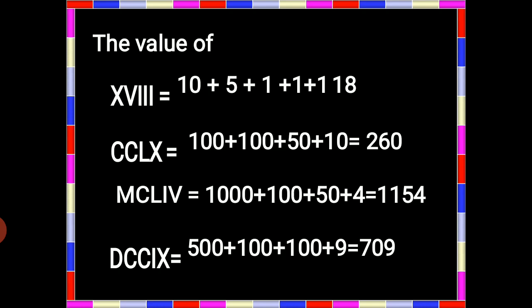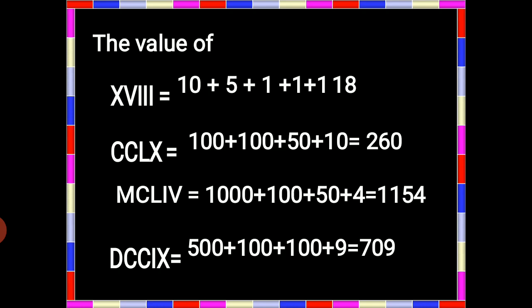First of all, we add 1000 plus 100 plus 50. Now IV means 5 minus 1, that is 4. So 1000 plus 100 is 1100, plus 50 is 1150, plus 4 is 1154. So the value of MCLIV is 1154.